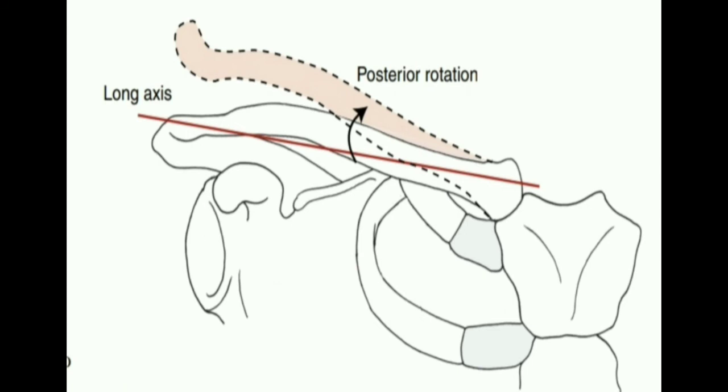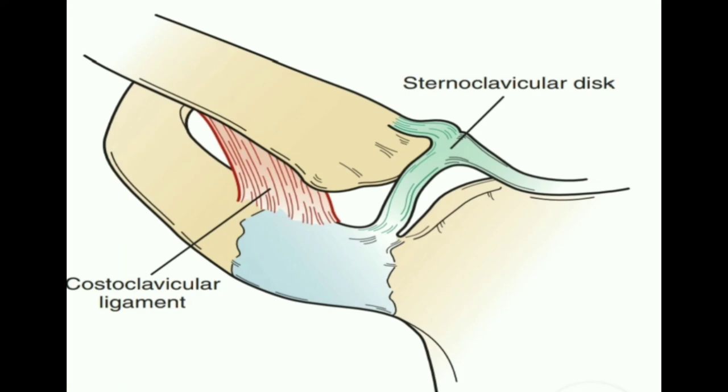So here the rotation is a spinning movement, involving the clavicle, manubrium and the disc. This is the clavicle, this one is the manubrium and this one is the disc.